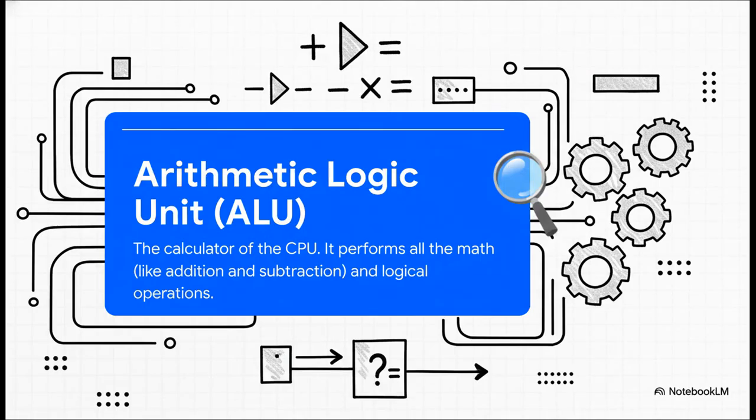First up is the Arithmetic Logic Unit, or ALU. This is the number cruncher, the real workhorse of the CPU. Anytime the processor needs to add two numbers, check if one is bigger than the other, or do any kind of logical operation, the ALU is the component that does the heavy lifting.